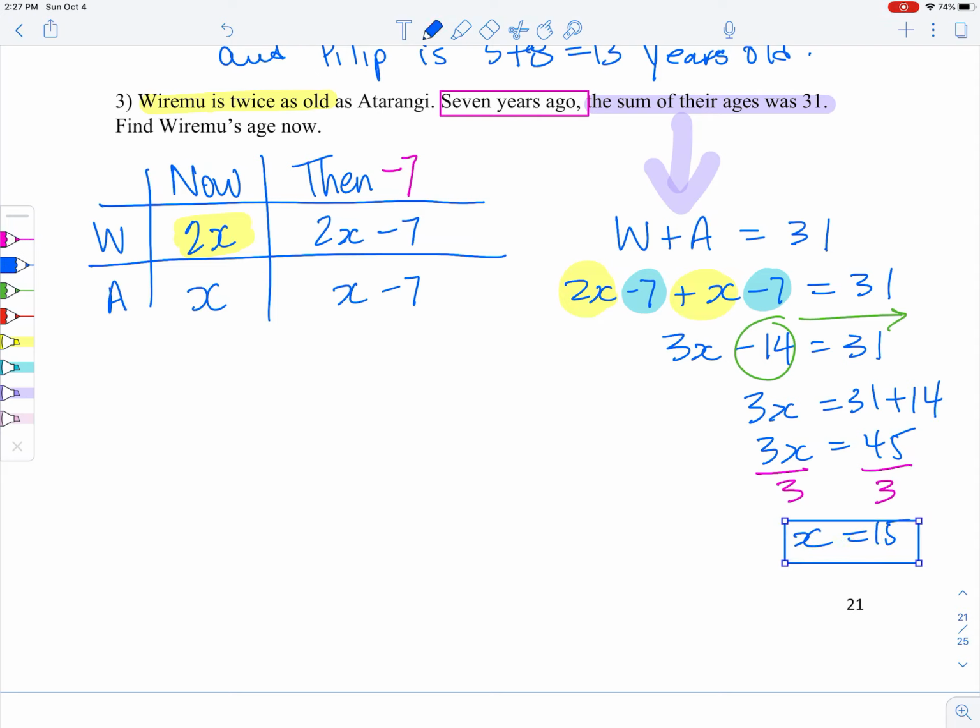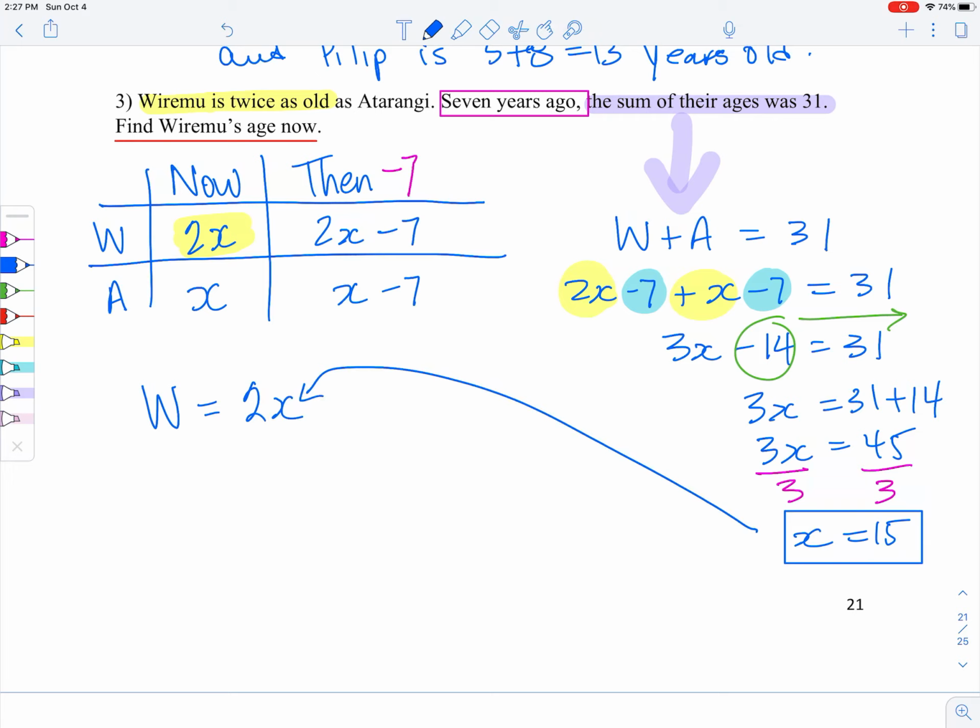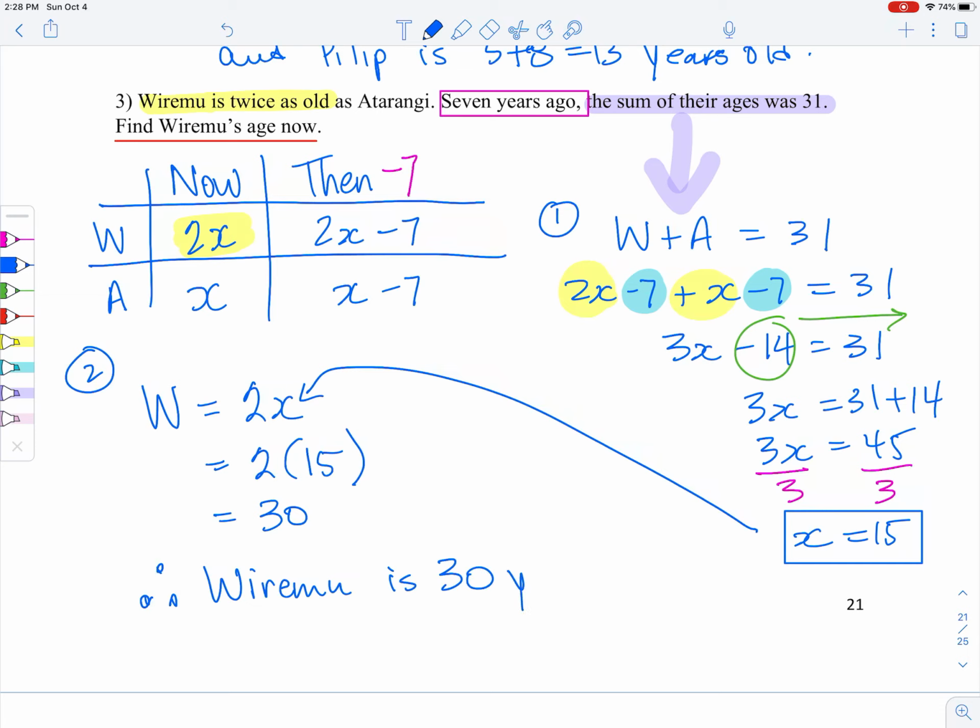So we just solved for the younger person who was Atarangi. So we got Atarangi's age. However, the question asks, find Wairemu's age now. So Wairemu's age now is 2x. And we're going to take that. So first we did this, second we did this. So we're going to take the 15, substitute it in, and we'll get 30. So therefore, Wairemu is 30 years old.